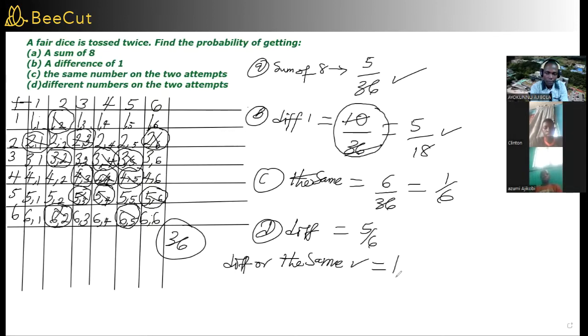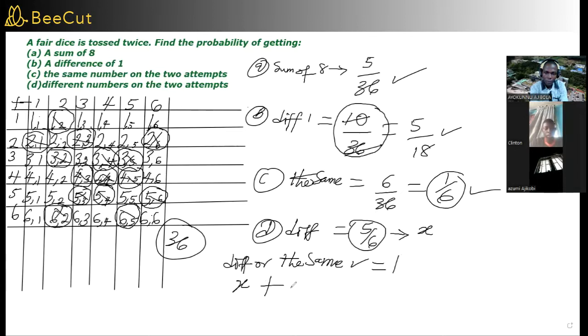Must be what? One. So if I am looking for this particular answer and I don't know it, I call it X. But I already have the probability for same, which is 1 over 6. So I will say the difference that I'm looking for plus, because or in probability means plus. So that is X plus 1 over 6.